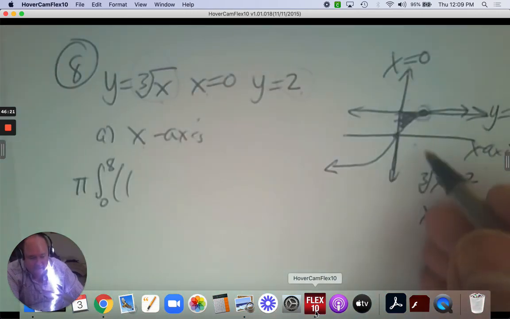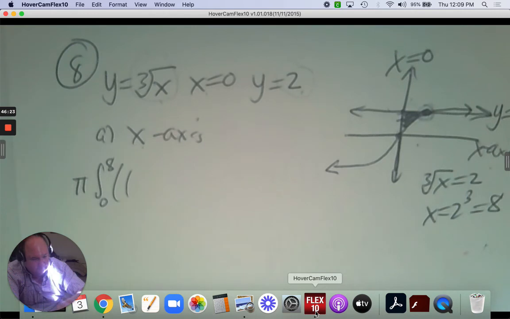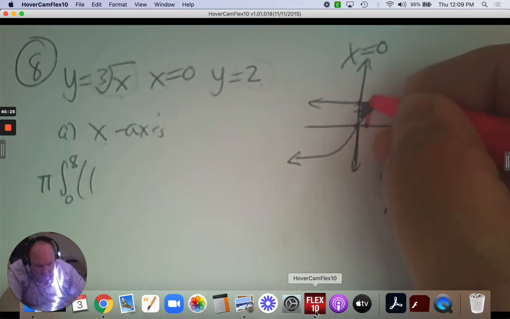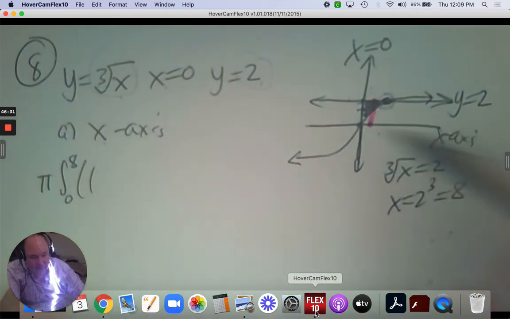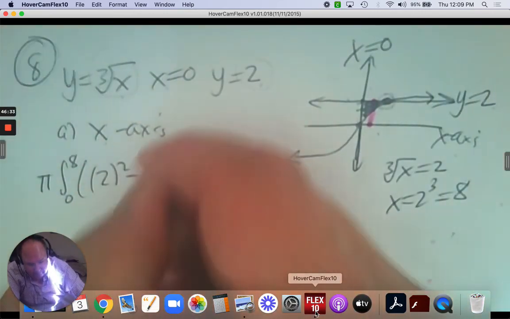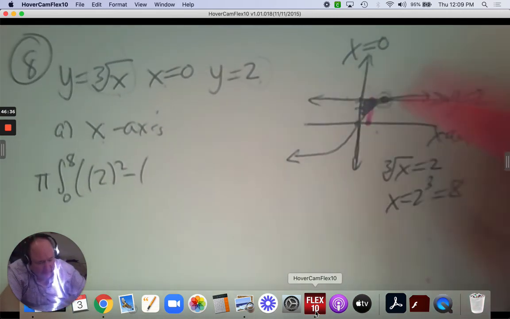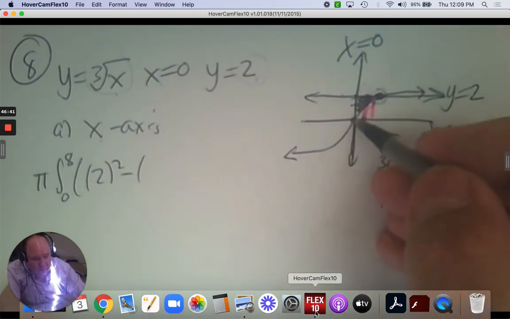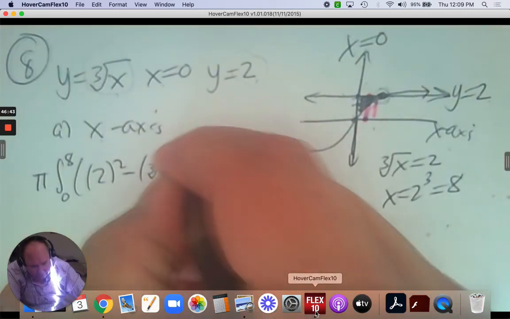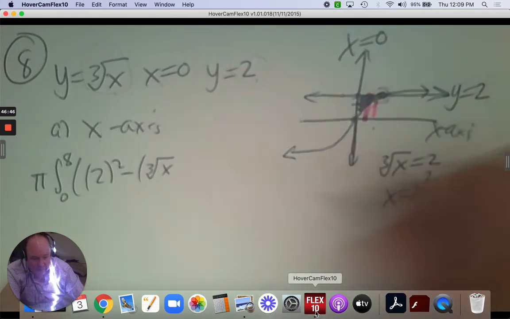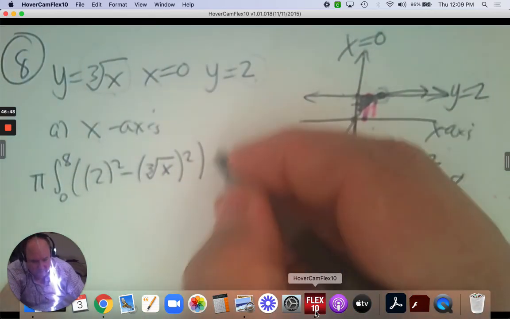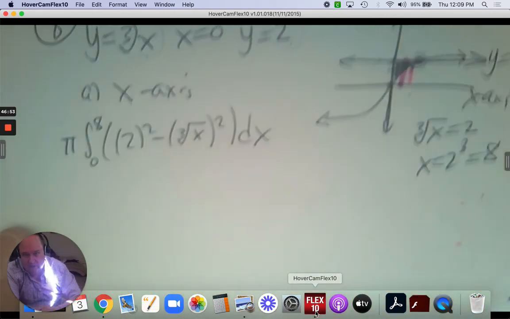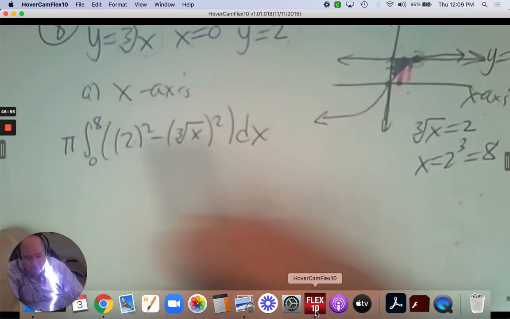The first radius, I'll do it in pink, goes up and down. So from the x-axis all the way through the area, that distance is 2. Subtract. The second one goes to the bottom of the area, which is the curve. So the curve is on top. So it's the cube root of x. Subtract 0, or just the cube root of x. And there's your setup to find the volume of that. Top, subtract bottom, 2 circles.